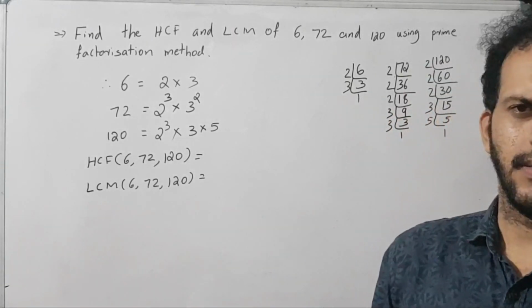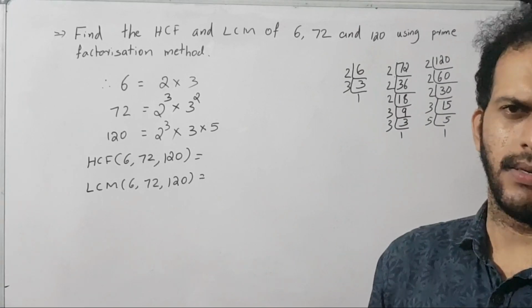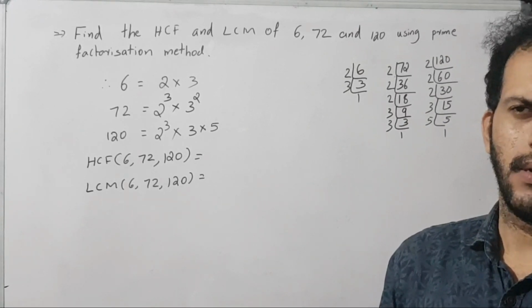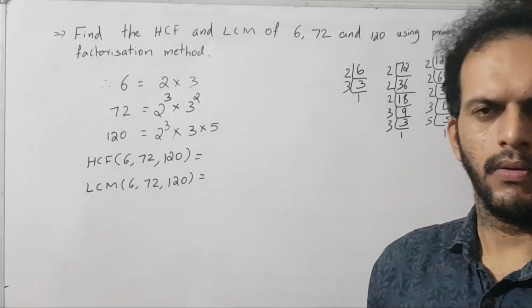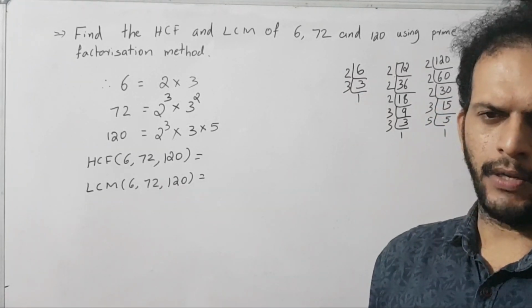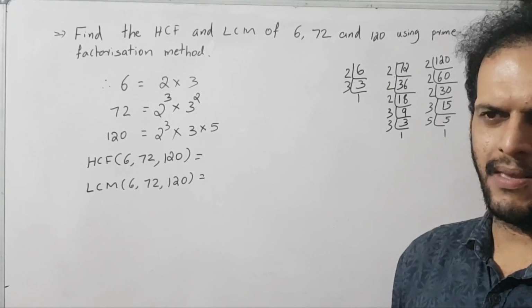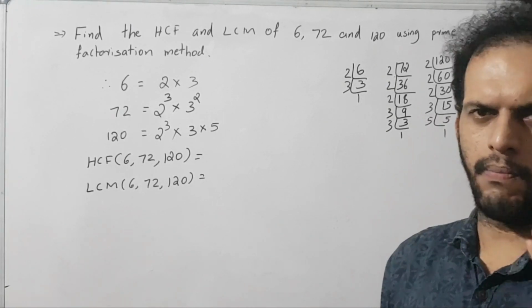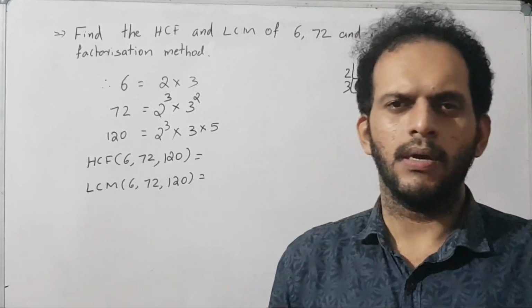The only difference is that in the case of two numbers the property is satisfied. The property is not applicable in the case of three numbers. The product of numbers is equal to LCM into HCF: this property is applicable in the case of two numbers. It is not possible to apply in the case of three numbers. That is the only difference.